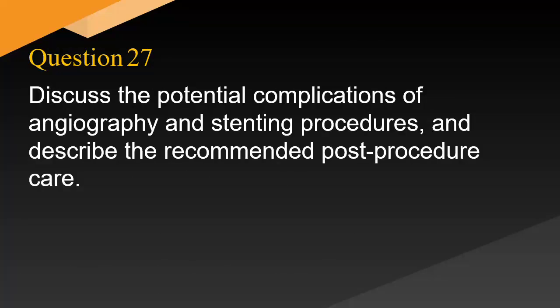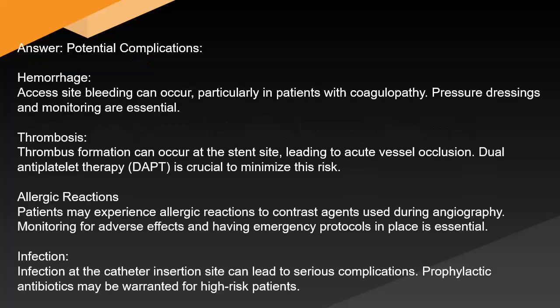Discuss the potential complications of angiography and stenting procedures and describe the recommended post-procedure care. Answer. Potential complications: hemorrhage, access site bleeding can occur, particularly in patients with coagulopathy. Pressure dressings and monitoring are essential. Thrombosis. Thrombus formation can occur at the stent site, leading to acute vessel occlusion. Dual antiplatelet therapy (DAPT) is crucial to minimize this risk.